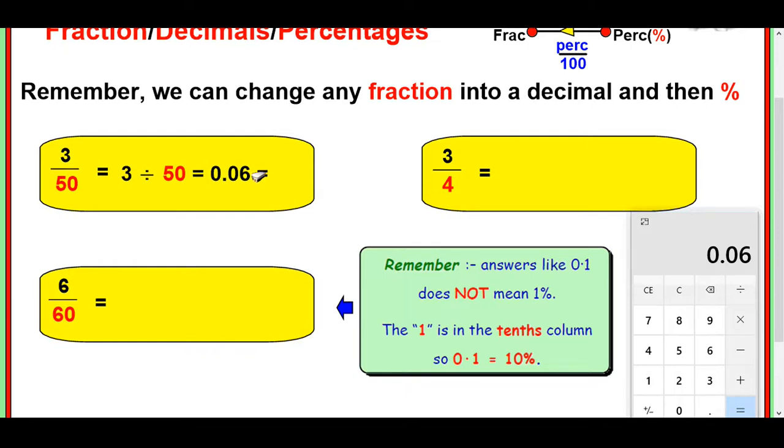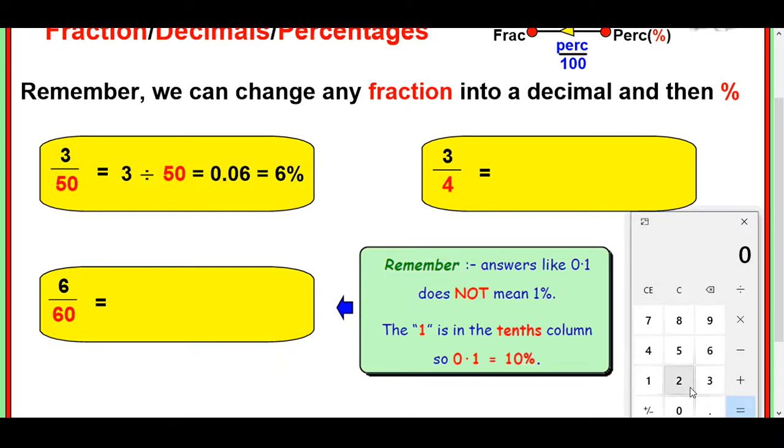And then to turn that into a percentage, just times it by 100. Or some of you might know it's 6% already. Now incidentally, if you doubled up 3 out of 50 to get 6 out of 100, you would know it was 6%. That would be a good way to do it without a calculator in this case. It doesn't work with some of the other ones, but it certainly works here.